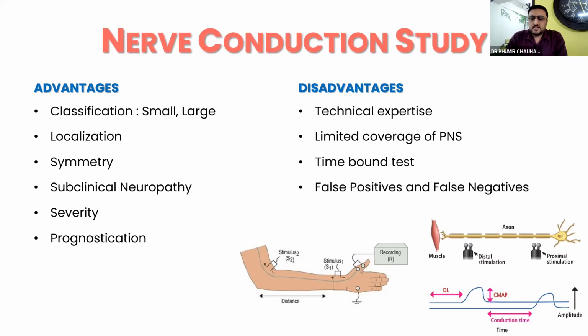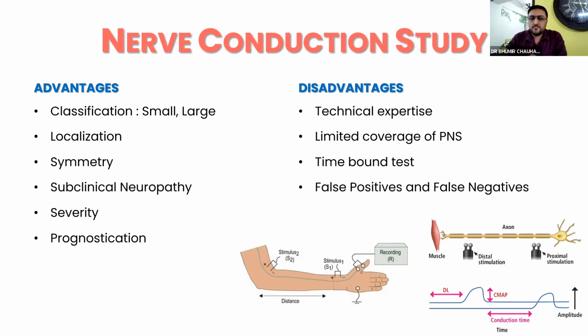Secondly, there is a limited coverage of the peripheral nervous system. If we see the diagram here, we are just testing the median nerve from elbow till the wrist and beyond it. Above the elbow, it is difficult to stimulate the peripheral nerves. So certain nerves are such that you cannot stimulate them beyond a certain point, and therefore the whole peripheral nervous system, starting from the nerve body or the roots or plexus, might not be accessible to be tested on nerve conduction study.